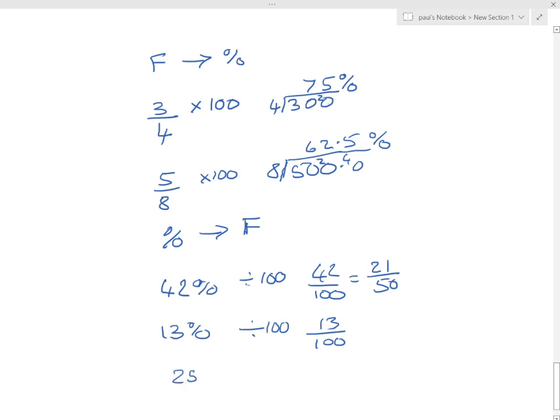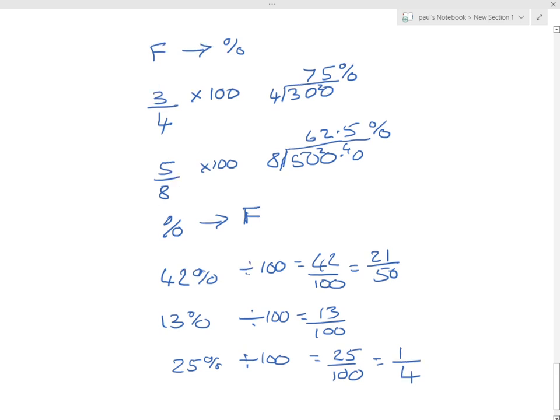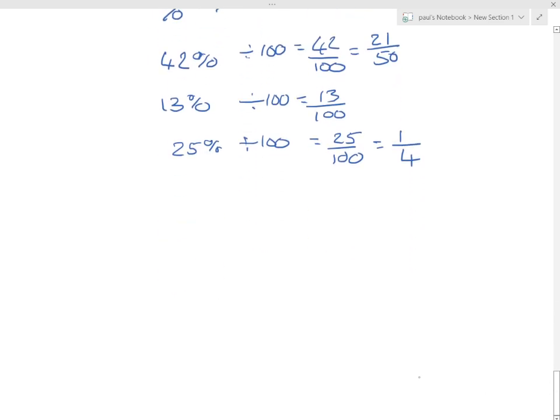25% divided by 100, which equals 25 over 100. Can simplify that, can divide both by 25, equals 1/4. So that's the fraction lesson. I hope we didn't miss anything out. Apart from, oh yeah, we did mention it, didn't we?